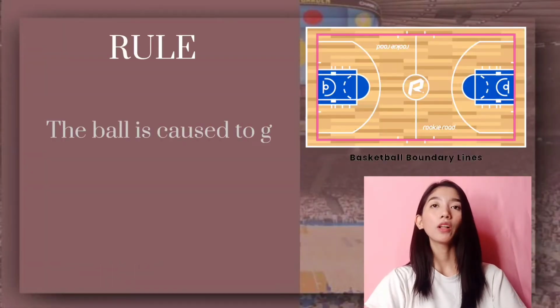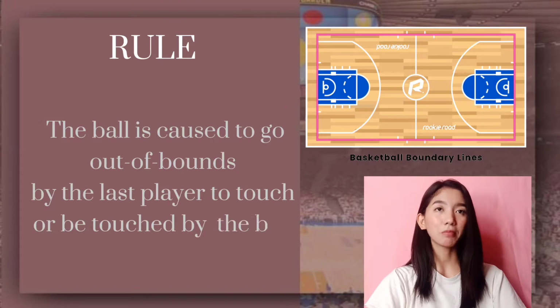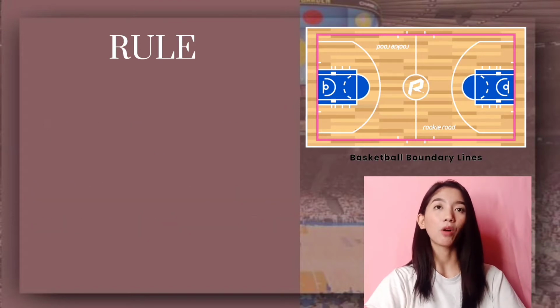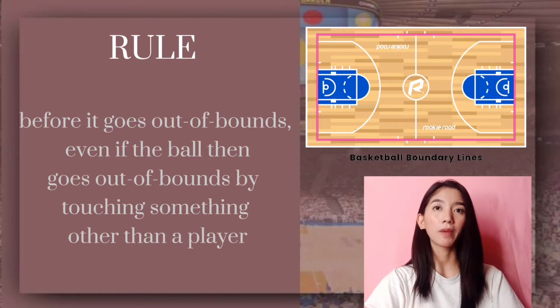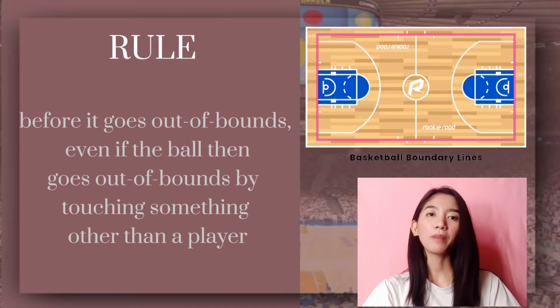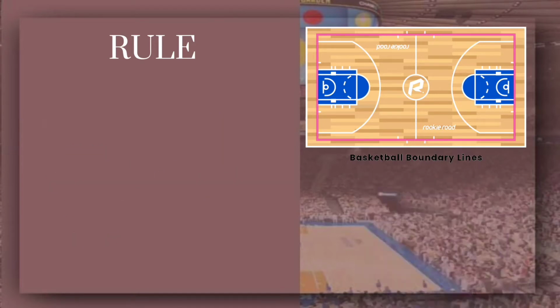Rule. The ball is caused to go out of bounds by the last player to touch or be touched by the ball before it goes out of bounds, even if the ball then goes out of bounds by touching something other than a player. The ball will be out of bounds if the last player interferes or touches the ball before it goes out of bounds.